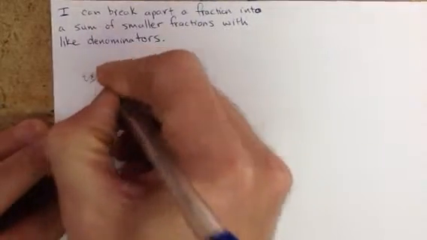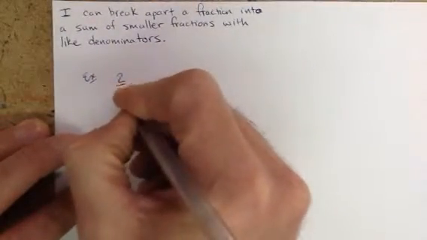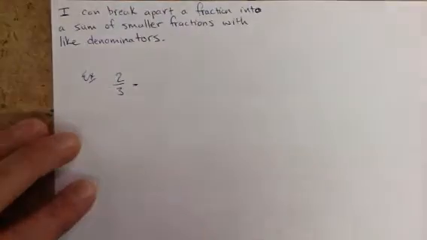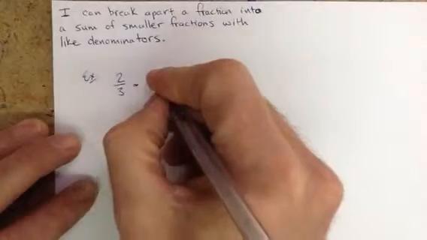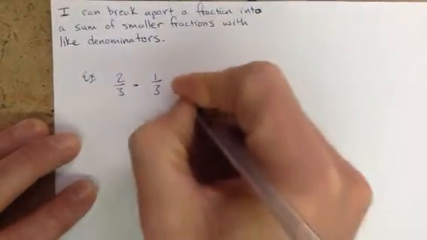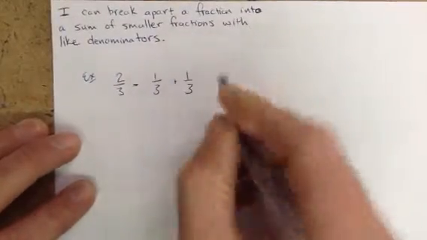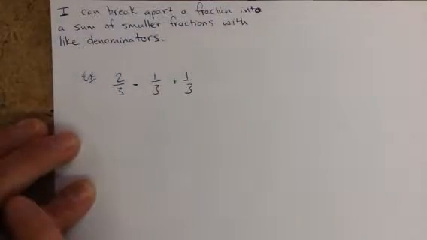So let's say I have the example of 2/3. Now, what can I break 2/3 into? How can I break it down into its parts? Well, if I had a 1/3 and another 1/3, added those together, I'd get 2/3.